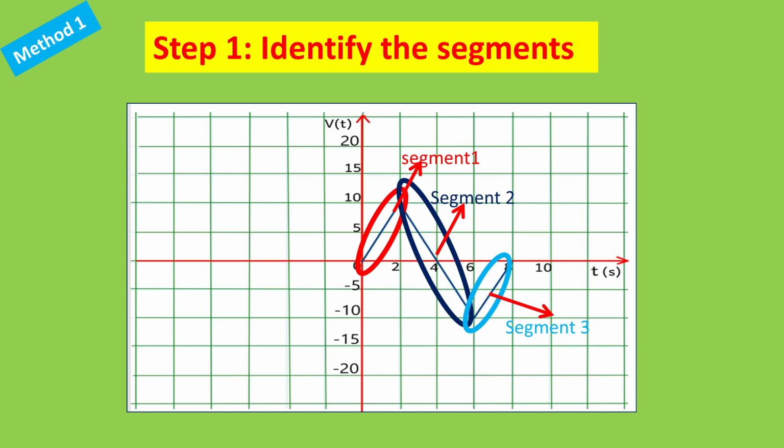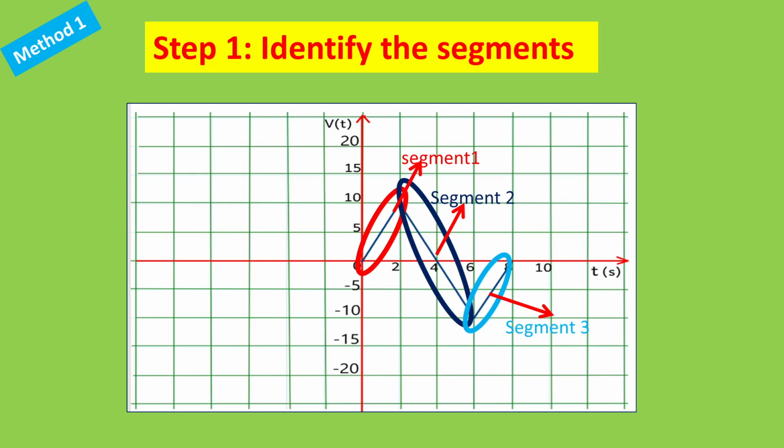And when you go for the second segment, this is indicated by this dark blue oval. Here the line lies between the points 2, 10 to 6, minus 10. So when you move from 2, 10 to 6, minus 10, we are moving downwards. So here we have the falling slope or the negative slope.